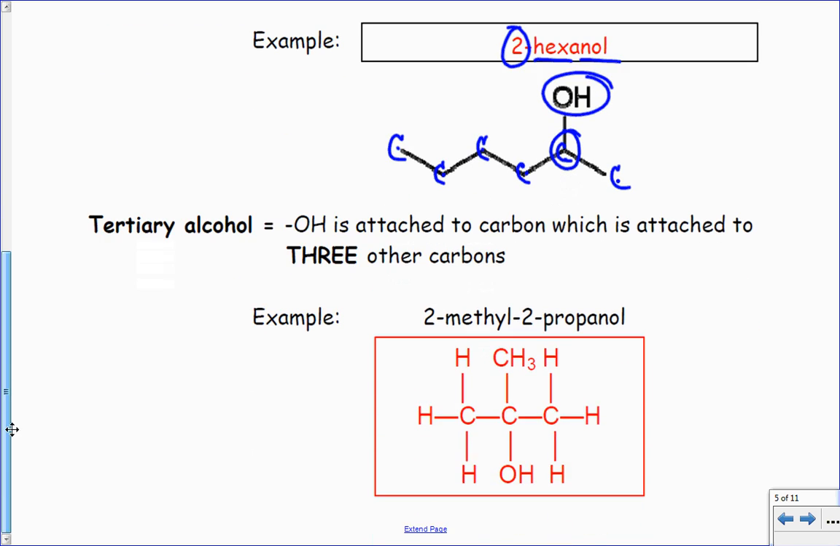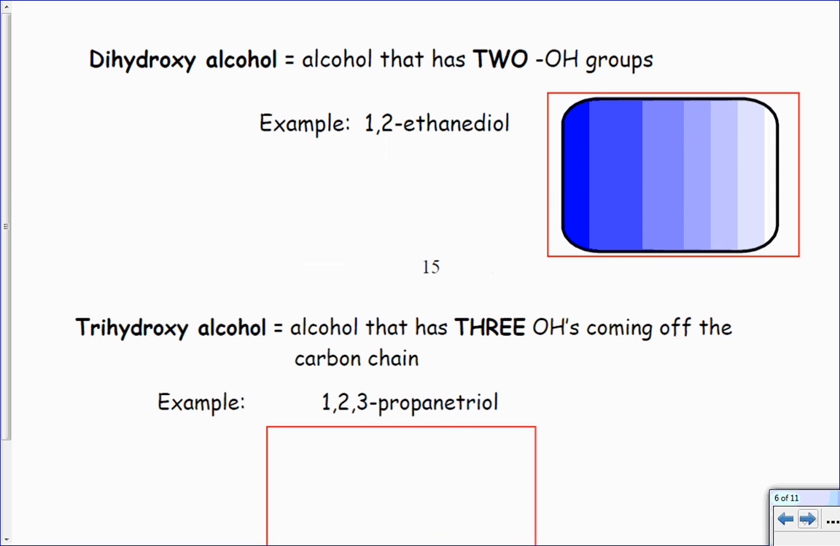A tertiary alcohol is attached to a carbon which is attached to 3 other carbons. Okay. So this particular alcohol down here is attached to a carbon that is in the chain with a methyl. So it's attached to 1, 2, 3 other carbons. That's a tertiary. And we call that 2-methyl 2-propanol because on carbon 1, 2, I have a methyl and an alcohol. Okay. Dihydroxy alcohols just means there's more than one OH group.